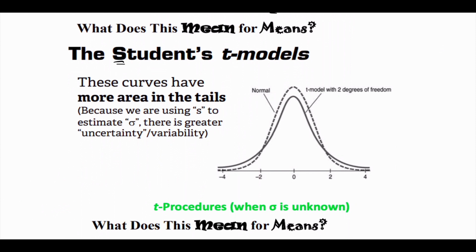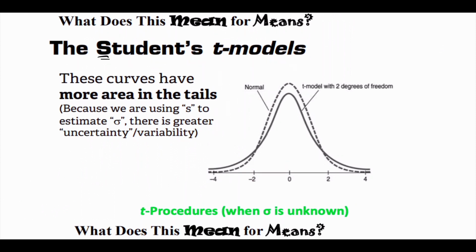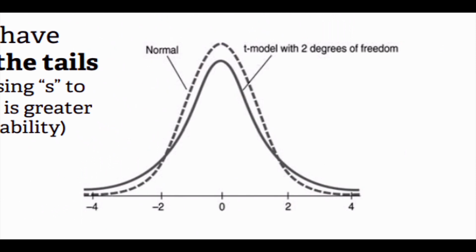So, what happened was these curves have more area in the tails because we are using S to estimate the population standard deviation. There is greater uncertainty and variability. So if we don't know the population standard deviation, we have more variability. The dashed is normal, Z, right? The dashed is an example of Z. The solid is an example of T with 2 degrees of freedom. I'll explain what degrees of freedom means in a second.